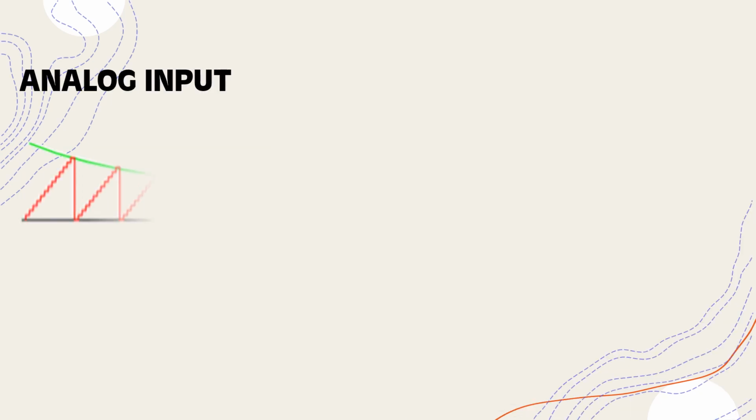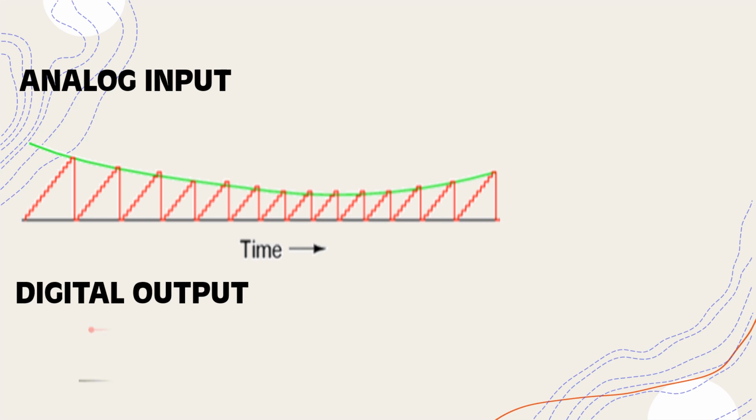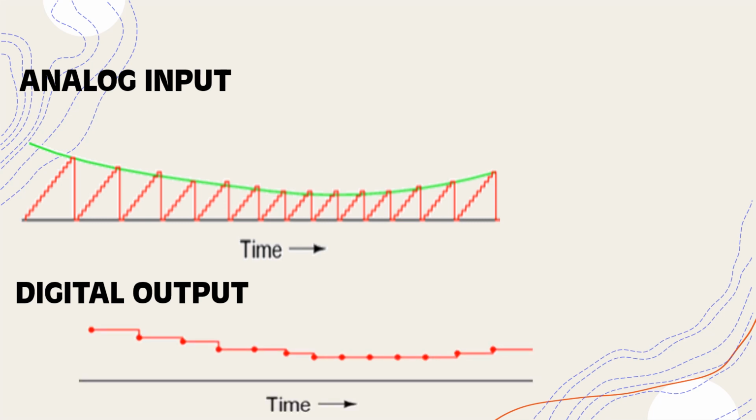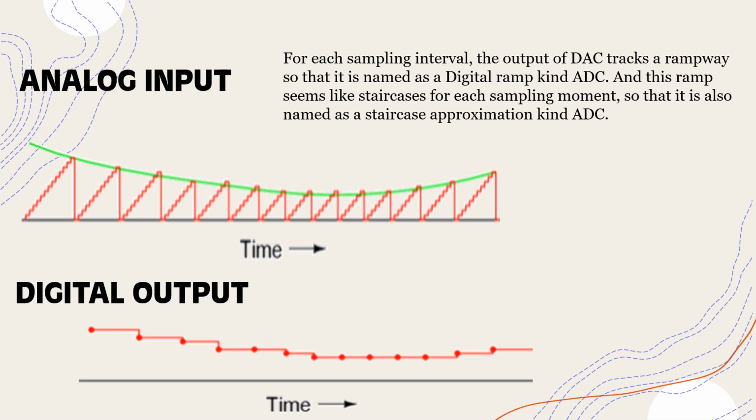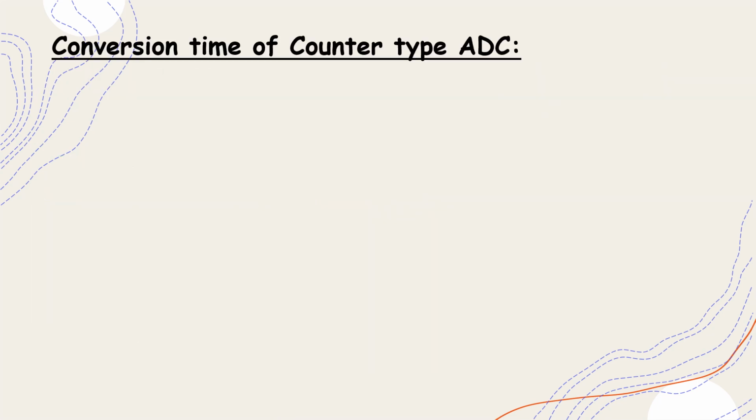So the analog input will be a ramp signal, which is like a staircase, and the one given below is the digital output. For each sampling interval, the output of the DAC tracks a ramp wave, so it is named the digital ramp type ADC. And this ramp looks like a staircase for each sampling moment, so it is also named the staircase approximation type ADC. So next is the conversion time of the counter type ADC.